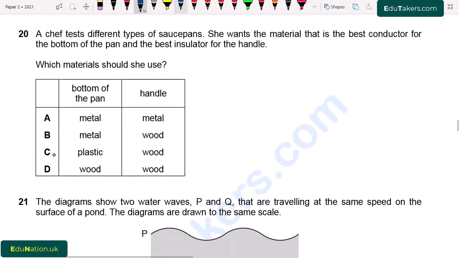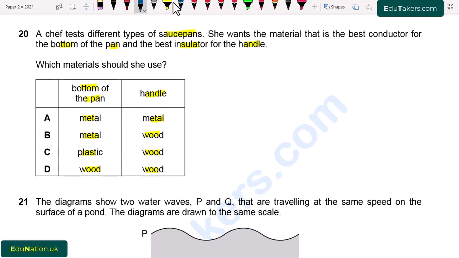Question number 20. A chef tests different types of saucepans. She wants the material that is the best conductor for the bottom of the pan and the best insulator for the handle. Which materials should she use? Bottom of the pan and handle. A. Metal and metal. B. Metal and wood. C. Plastic and wood. D. Wood and wood. So which one of the material is used here?